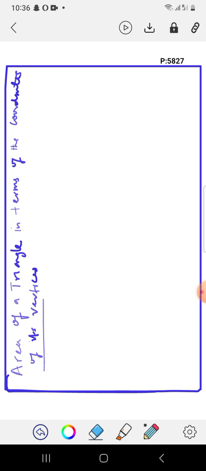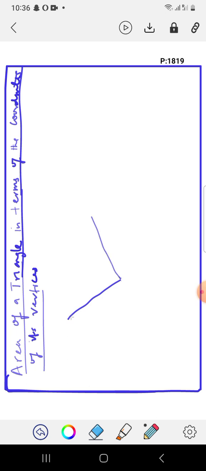Now, this is a very interesting thing. We all know that the area of a triangle is usually half base times height. So let's talk about the vertices of a triangle. So let me draw out this triangle first. So I'm going to draw out the triangle like this.